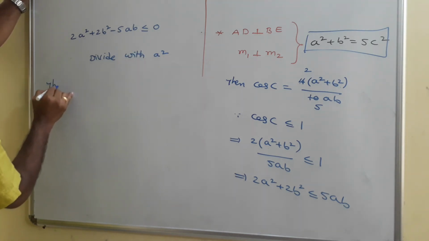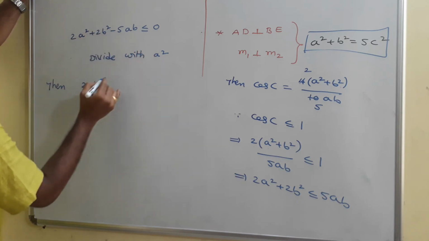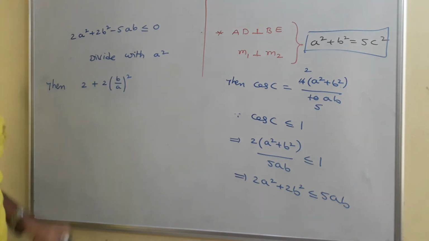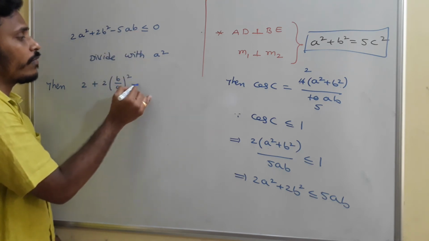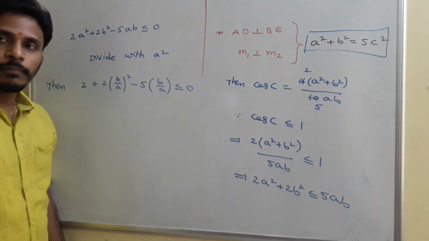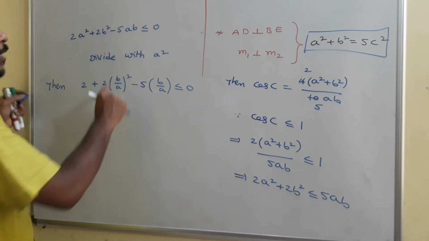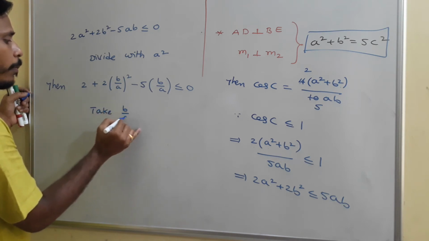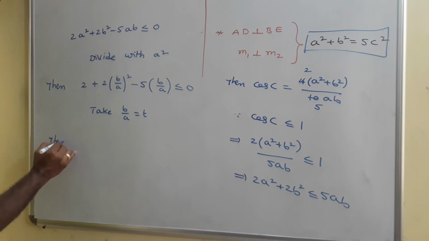If you divide with a square, this 2a square by a square is 2, plus 2b square by a square is 2 into b square by a square, meaning b by a whole square, and then 5ab by a square, meaning one a will get cancelled, minus 5 into b by a is less than or equal to 0. Since we are going to find the range of b by a, take that b by a is equal to t. If you take that b by a is equal to t, then what will happen?